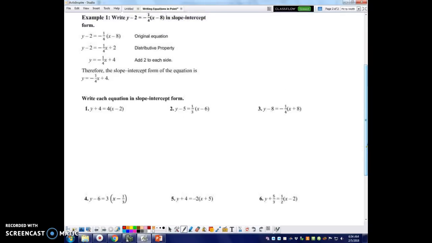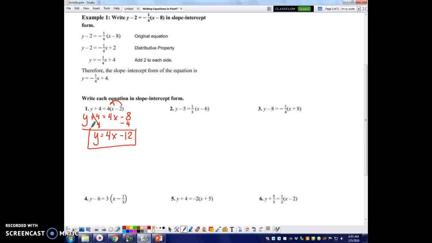And like I said, there are equations up here. So you start with the original equation. Then you need to distribute. So we have y plus 4 equals 4 times x is 4x. 4 times -2 is -8. The next step is you need to get y by itself. So whatever number's here, do the opposite. So subtract 4 on each side. So you have y equals 4x, -8 minus 4 is -12. That's it. That's all you're doing.